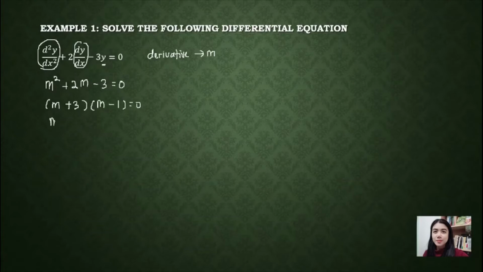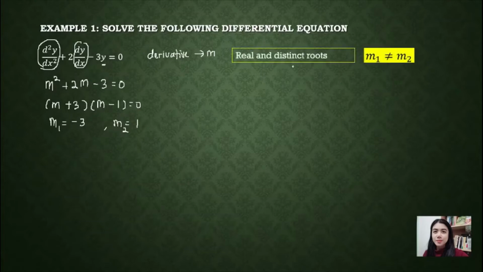Then I will have my m. Okay, so the m is negative 3. And I'll have my m here is actually 1. I can name it as m1 here, and this is actually your m2. So if you look at this one, this is a case that I say you have real and distinct roots, where your value of m1 is not equal to the value of m2. This is negative 3, this is 1, they are obviously not equal.